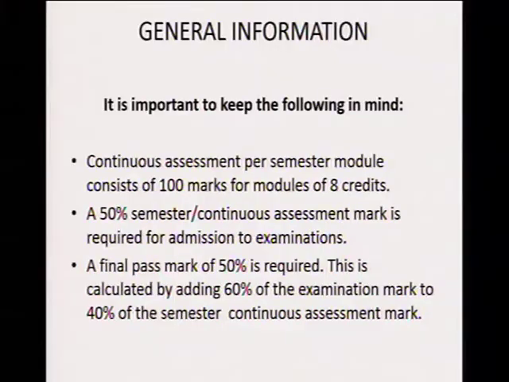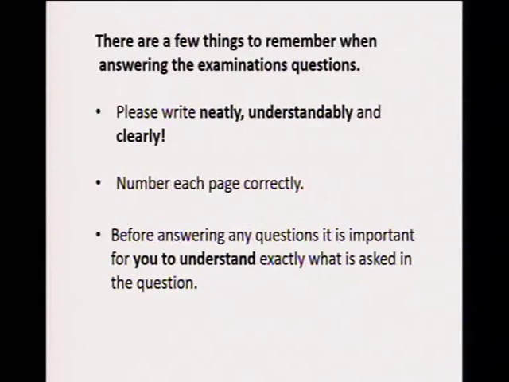First of all, we have to look at some general information. It's important that you keep this in mind. Continuous assessment per semester module consists of 100 marks for modules of 8 credits. A 50% semester continuous assessment mark is required for admission to examinations. A final pass mark of 50% is required. This is calculated by adding 60% of the examination marks to 40% of the semester continuous assessment marks.